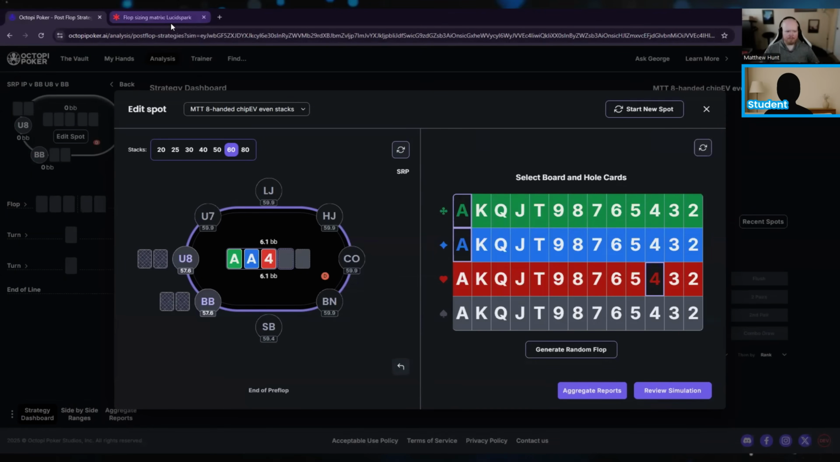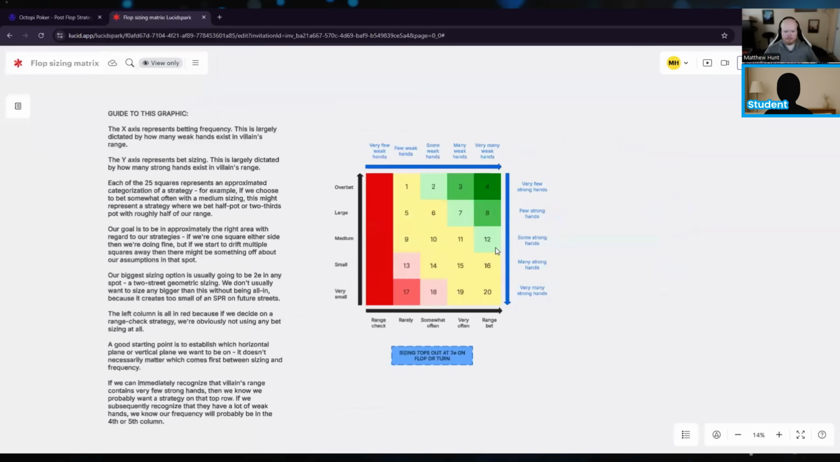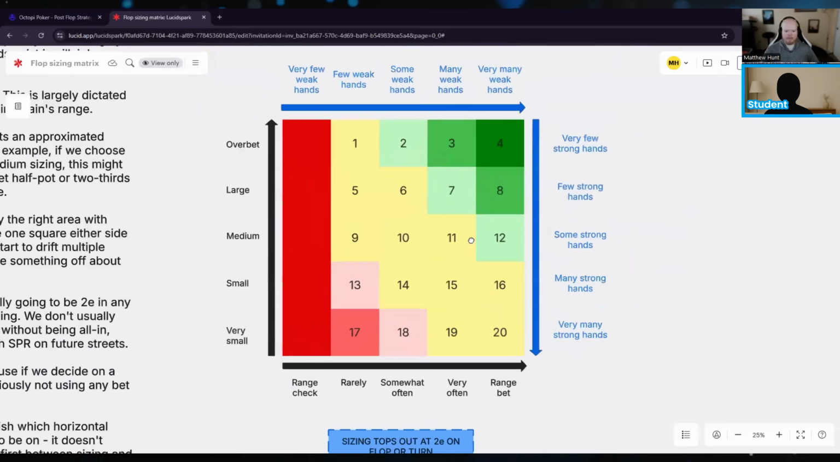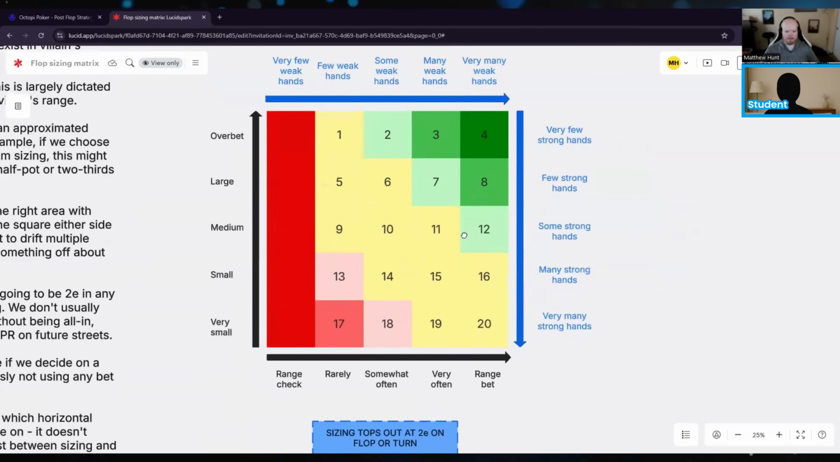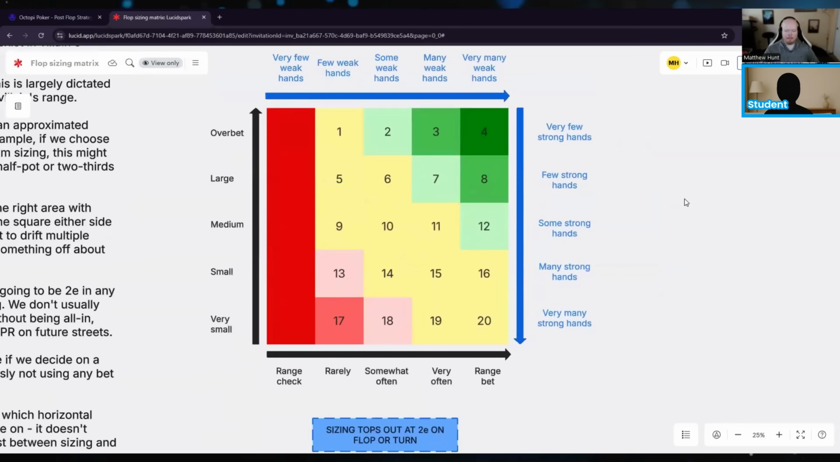So if the board is ace 4 rainbow, let's zoom in on this now. If we're facing the big blind here against our under the gun open, how many strong hands does villain have on this board? Just approximately. We opened under the gun, they flatted the big blind, the flop is ace 4. I would say not many. Okay, talk me through that in some more detail. What's the reasoning there?